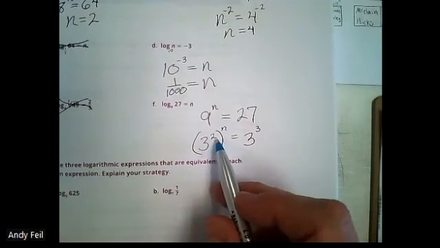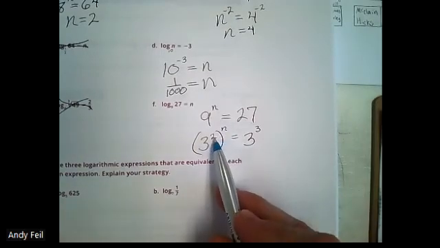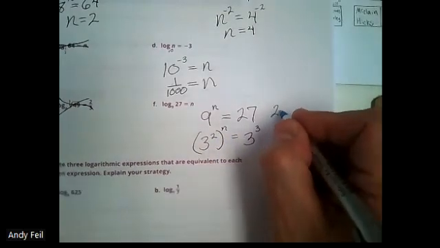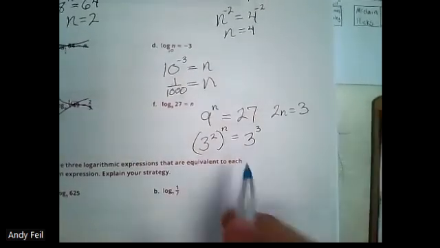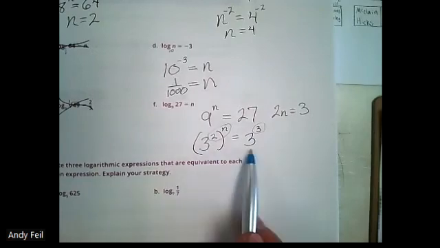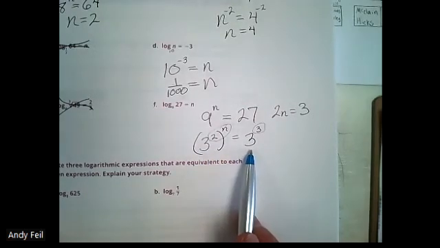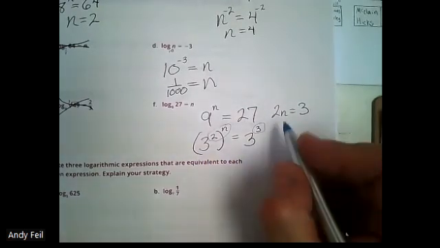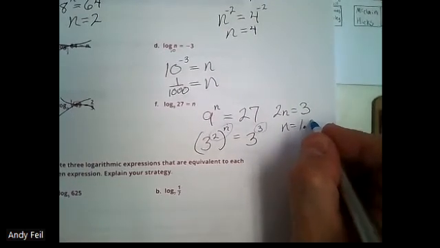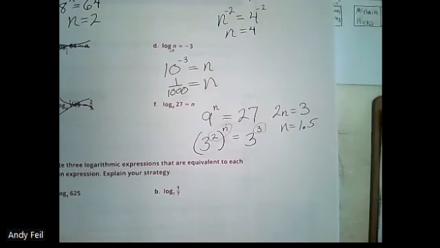This is a little bit of Algebra 1 review. What do you do with the exponents when you take the power of a power? Do you add them or multiply them? You multiply them. So this would be like 2n. Would you agree with me that 2n has to equal 3? Because this part right here has to equal that part right there since the bases are the same, right? If 2n is equal to 3, then what's n? 1.5 or 3 over 2.